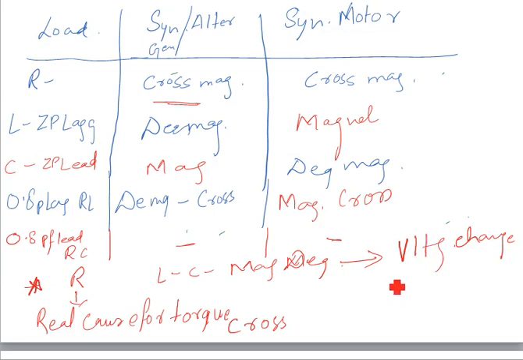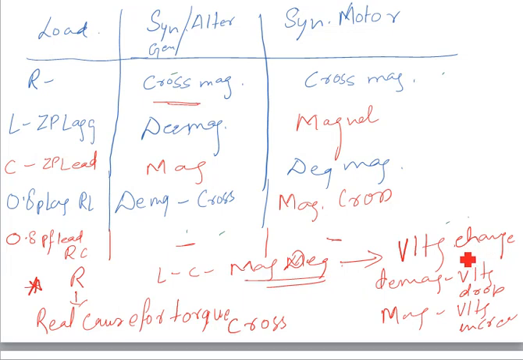Generally, if it is demagnetizing, there is a voltage drop, and if it is magnetizing, then it is a voltage increase. So magnetizing effect influences voltage change, cross magnetizing effect influences the torque of a motor. So the whole scenario of your armature reaction is this.